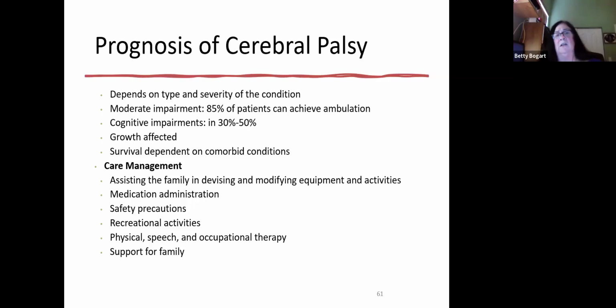So prognosis, well, 85% can really achieve ambulation. I know that with Jonathan, they kept re-upping his goals because he kept meeting them. He knew his colors, he knew his shapes. Now keep going up, and then it's also in their physical form too. What can they do? Keep pushing them to do more and more and more. That's what OT, PT, and speech therapy do.